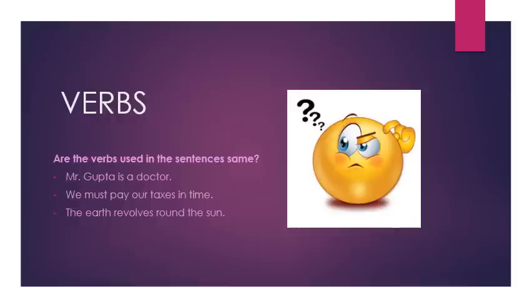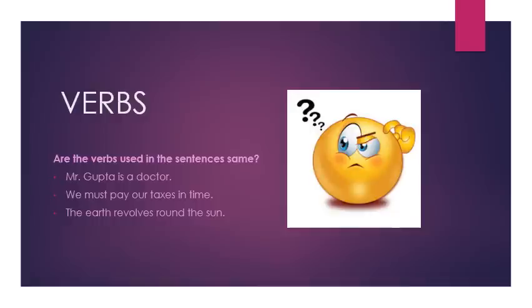As we have already discussed, verbs may be of varied types and kinds. Let us see what makes the verbs different in different sentences. Now there are three sentences written on the screen. I will read the sentences for you and then we'll discuss how the verbs being used here are different in form. Mr. Gupta is a doctor.